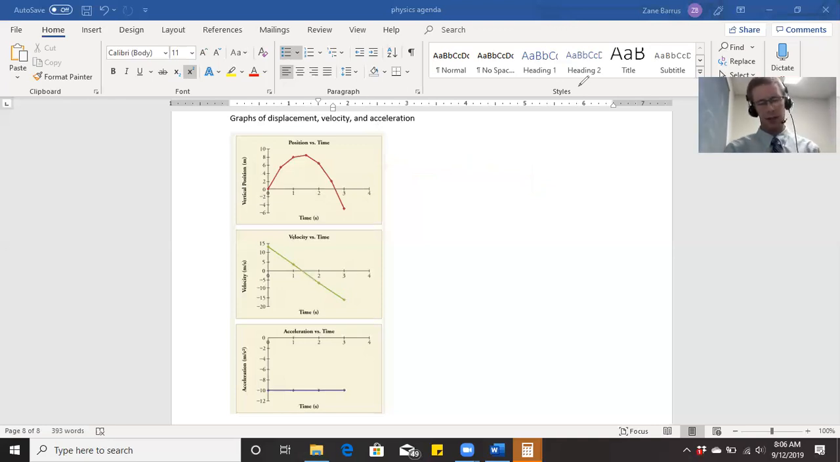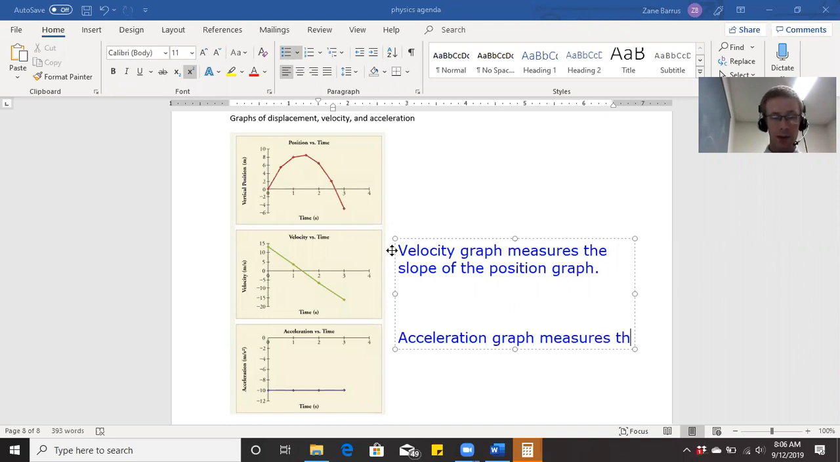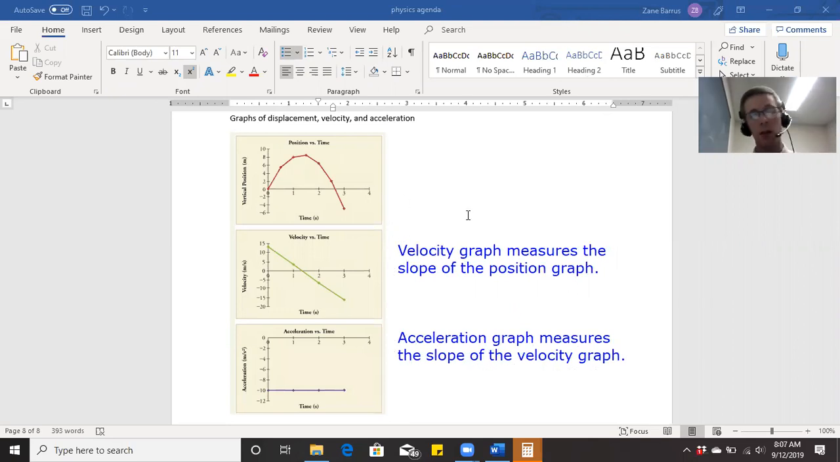All I want you to understand from this picture is that the velocity graph measures the slope of the position graph. And similarly, the acceleration graph measures the slope of the velocity graph. Now, this is a tricky concept, so I want you to pay close attention here.